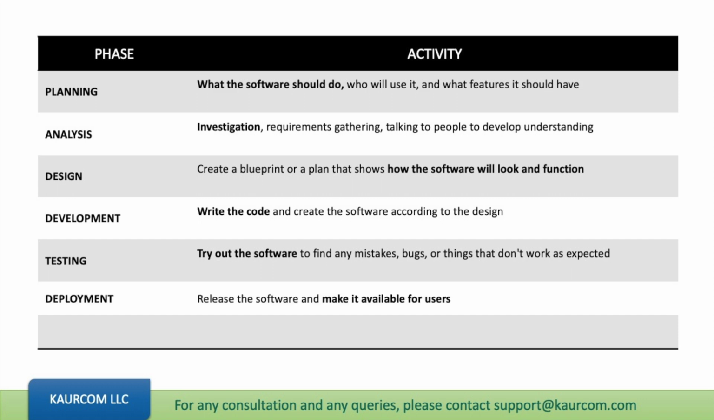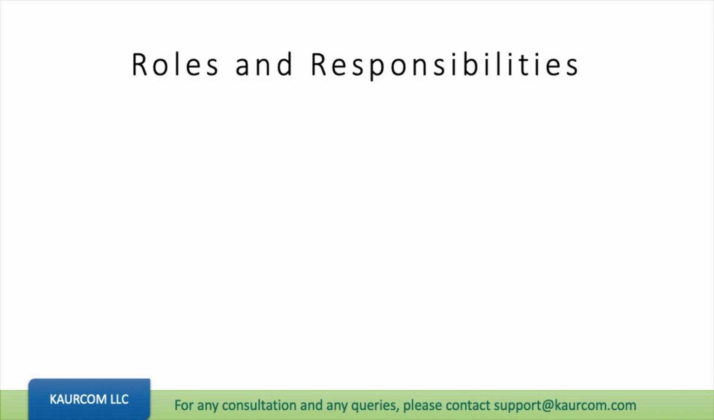Once the software is tested and everything is working as expected, it's ready to be used by people. So developers release the software and make it available for its users. The last and one of the most important phases of SDLC is maintenance phase. Just like any other product, software also needs care and updates. So in this phase, developers continue to monitor the software, fix any problems that come up, or add improvements based on user feedback.